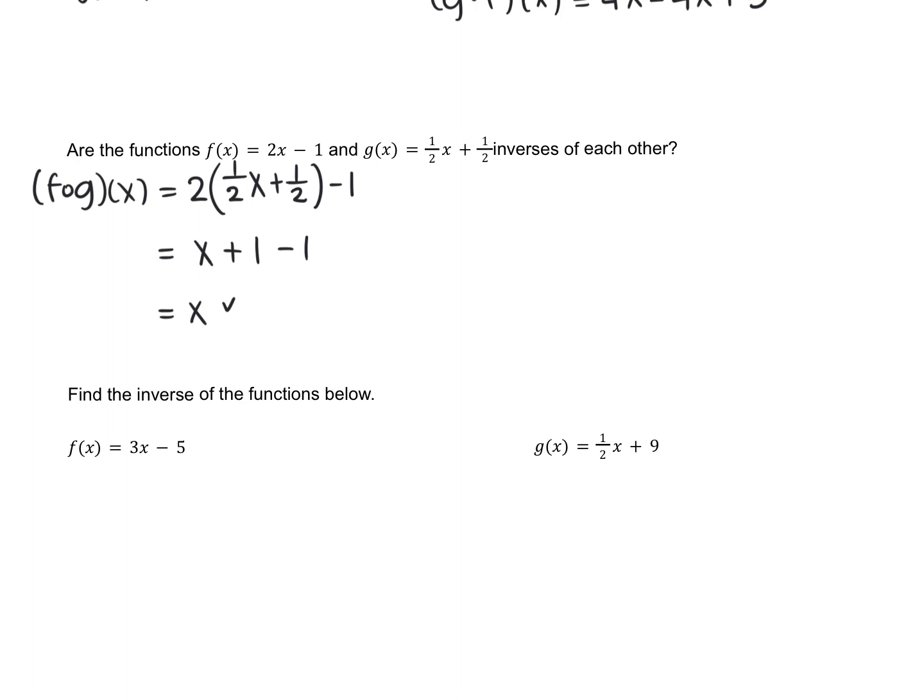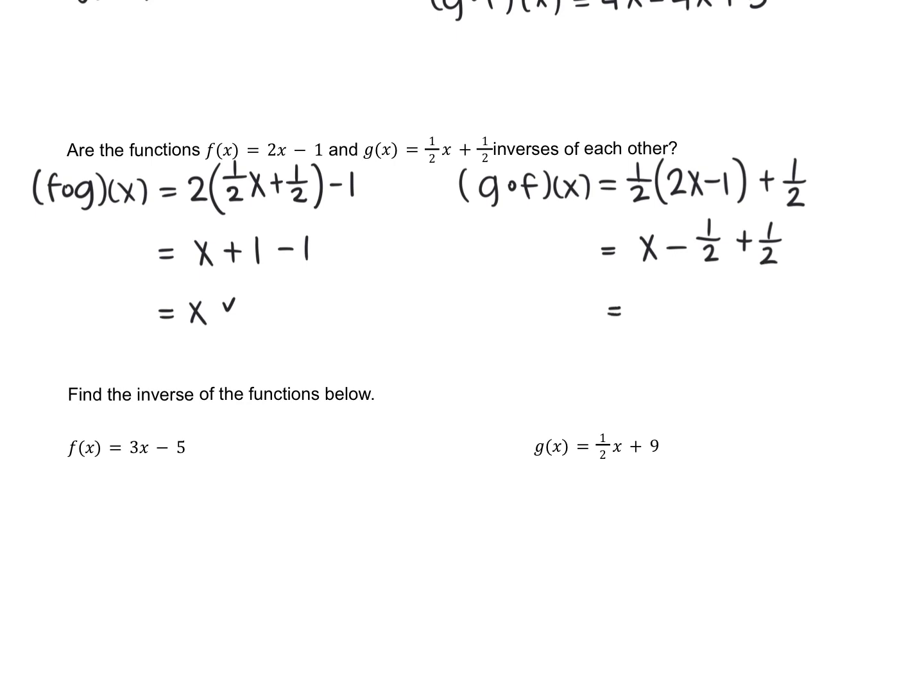So far, so good. Now we want to check g of f of x. So that'll be 1/2, and then in parentheses, 2x minus 1, and then plus 1/2. 1/2 times 2 is 1, so we have x minus 1/2 plus 1/2, which becomes x. So yes, they are inverses of each other.